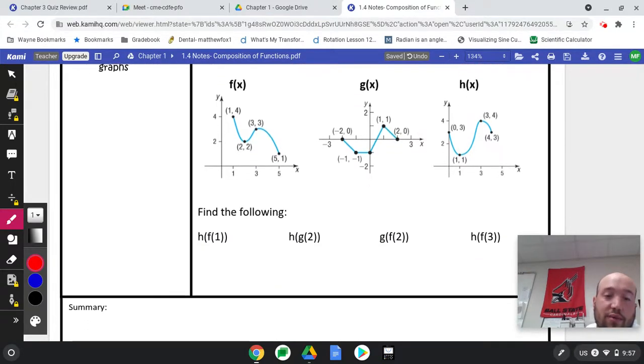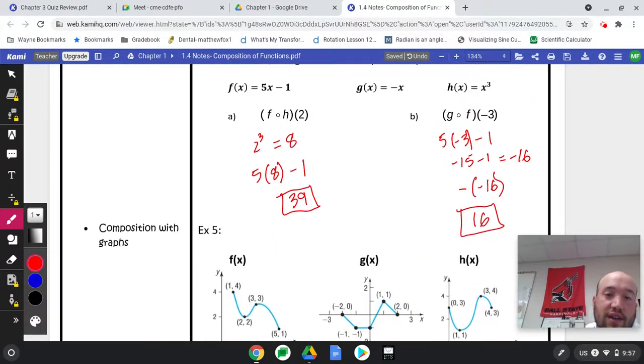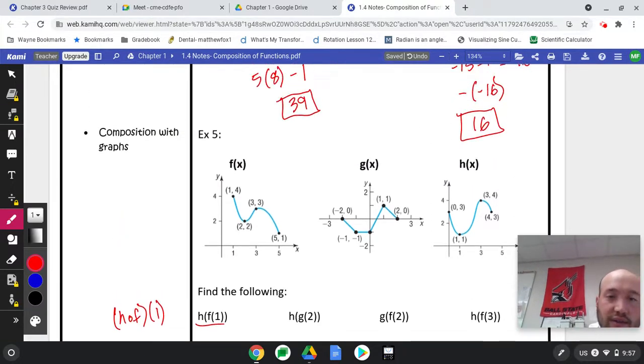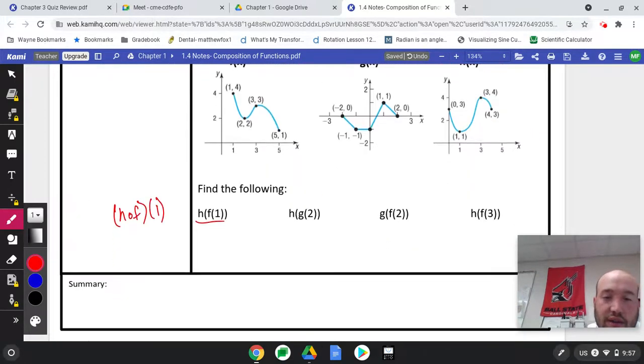The final one, this is dealing with graphs. Okay, so it's written the other way, but remember, these are the same exact type of thing. So another way to write this first one right here, h of f of 1, would be h of f of 1. That means the same thing, just like what we did up there.